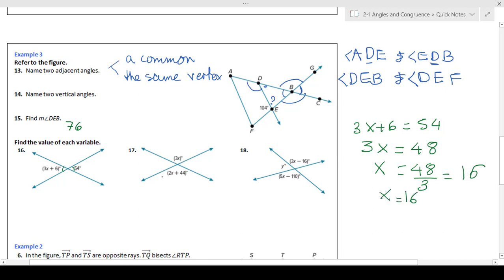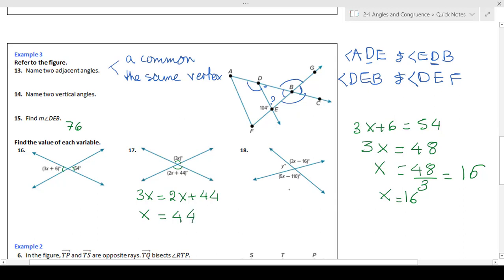Here, he wants to find x. Vertical angles are equal to each other. So 3x equals 2x plus 44. I solve this equation. I move 2x to the other side to become negative 2x. So this leaves me with 3x minus 2x, which is x, equal to 44.